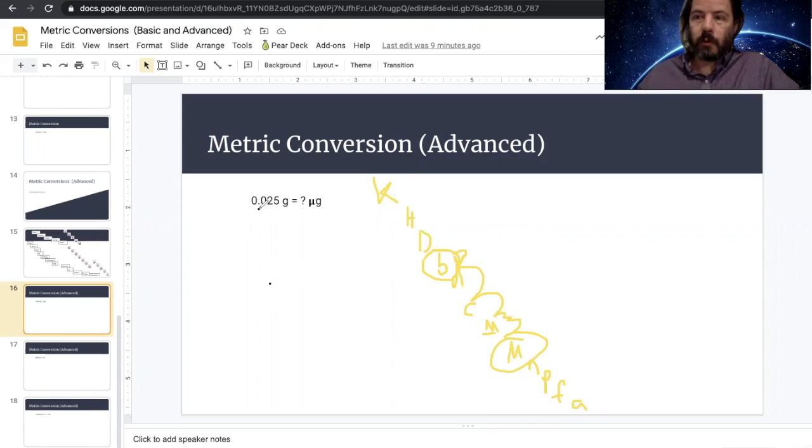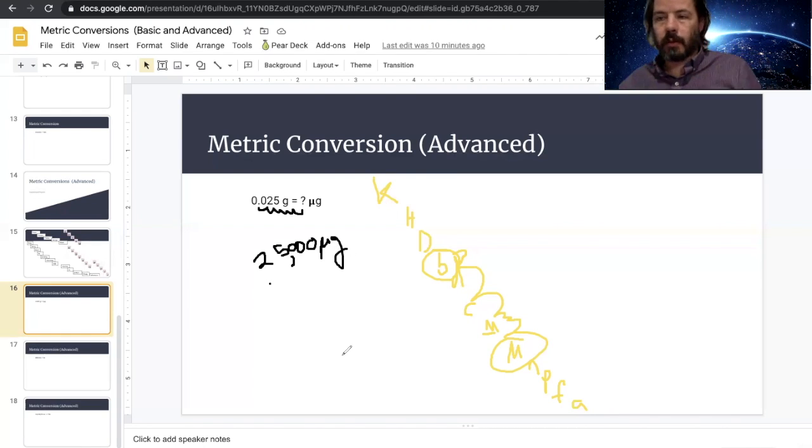And we're going to the right, so let's do that. 1, 2, 3, 4, 5, 6. So that's 25, and then 3 zeros. 1, 2, 3. 25,000 micrograms, which is hard to type.